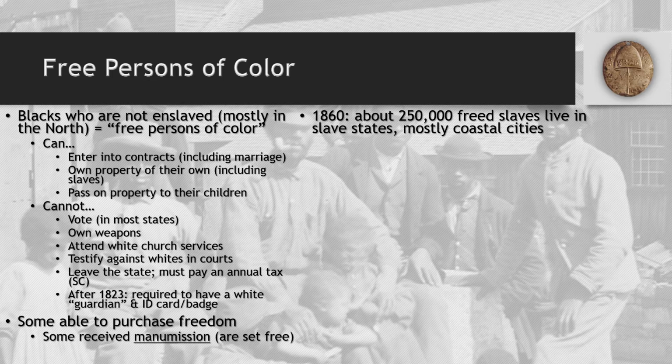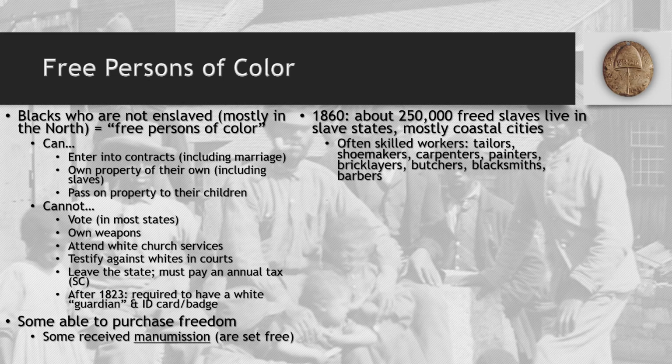By 1860, it's estimated that about 250,000 freed slaves live in slave states, most of them living around coastal cities, because the further away from a city you get, the more in danger you are likely to be. It's far more likely that you will be mistaken for an escaped slave, or quite often, slave owners will simply round up whoever they can find. And again, it's your word against theirs if you were captured. So this is an extremely damning situation to be in.